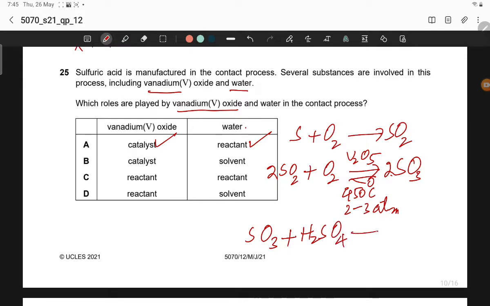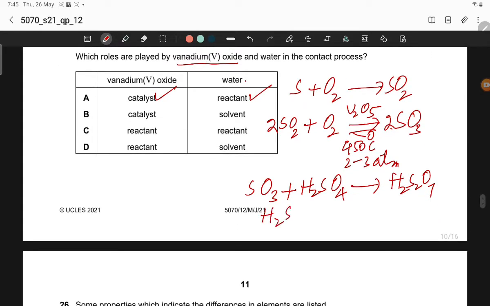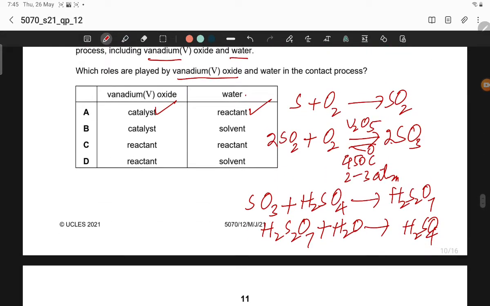H2SO4 to form oleum, H2S2O7, and H2S2O7 is diluted with water to form H2SO4. So this is used as a reactant in the last stage, so water acts as a reactant in this reaction. So B option is correct. Sorry, A option is correct.